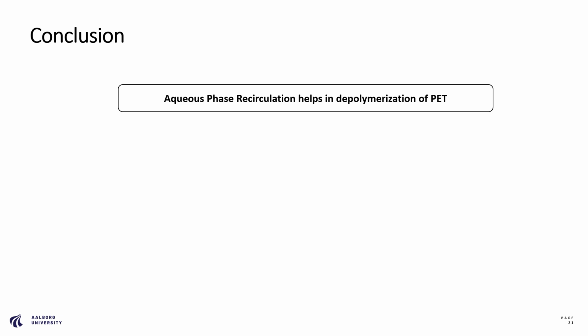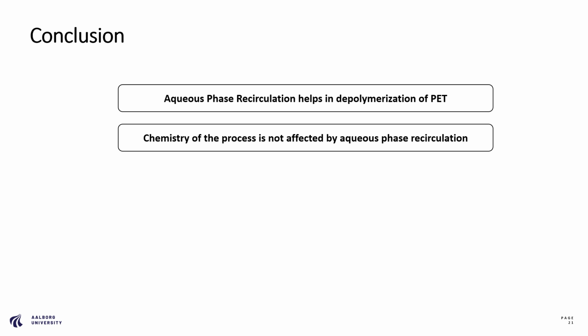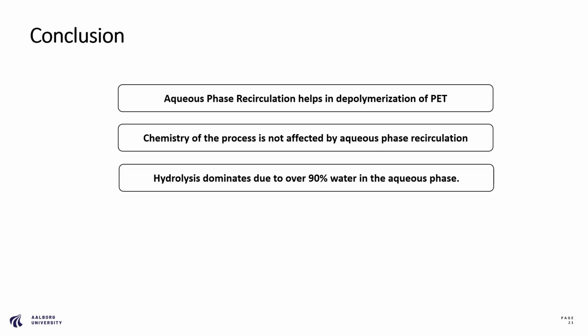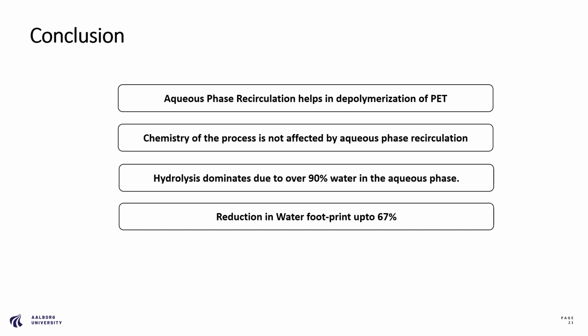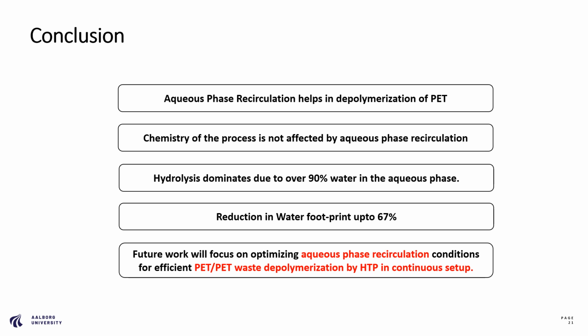First, aqueous phase recirculation helps in depolymerization of PET. Chemistry of the process is not affected by the aqueous phase recirculation. Hydrolysis dominates due to over 90% of water present in the aqueous phase. Reduction in water footprint up to 67% with this batch experiment design, we found out. And future work will focus on optimizing aqueous phase recirculation conditions for efficient PET depolymerization by hydrothermal processing in a continuous setup.